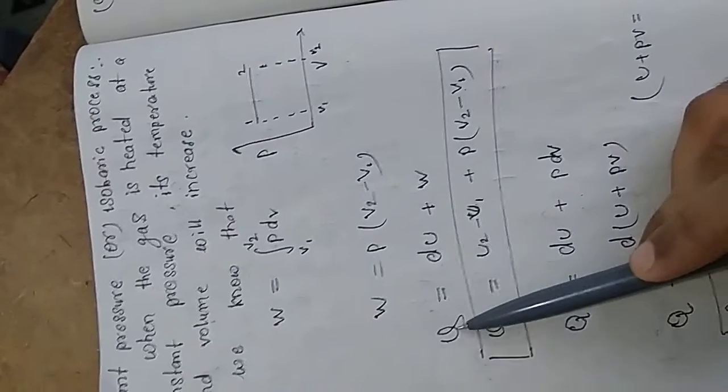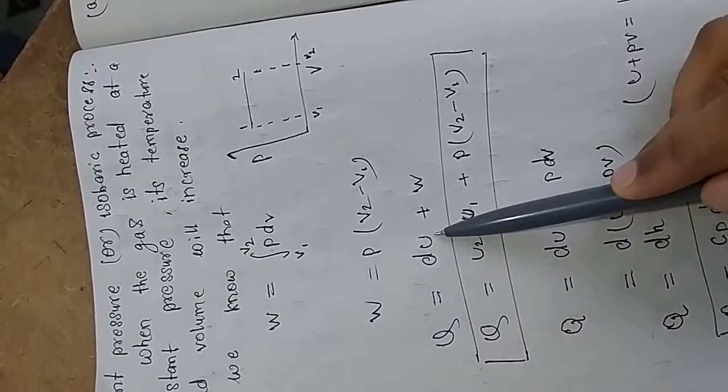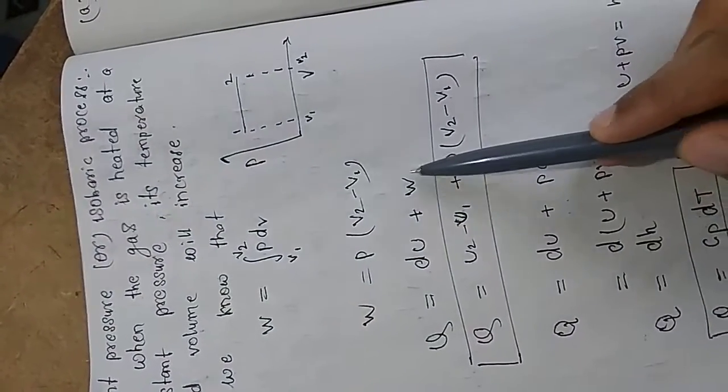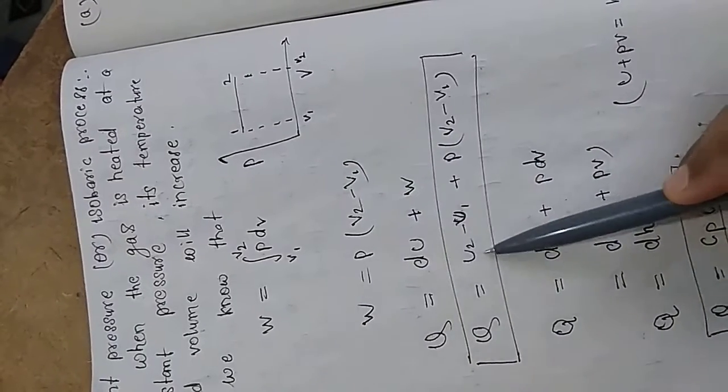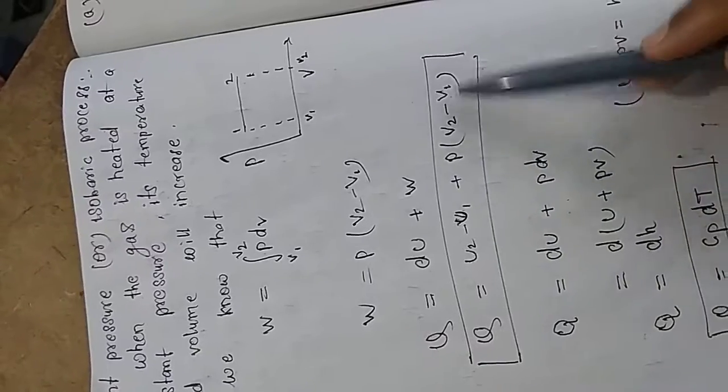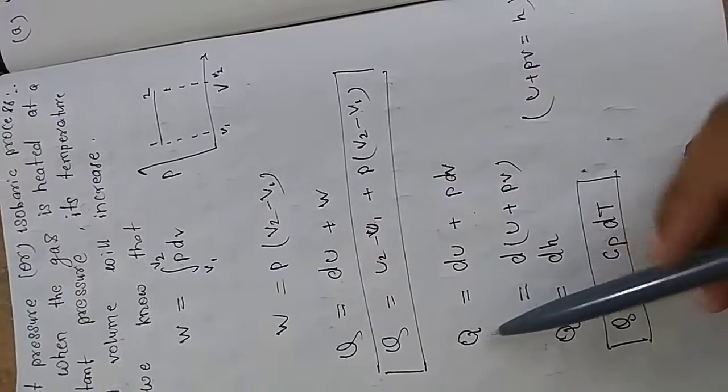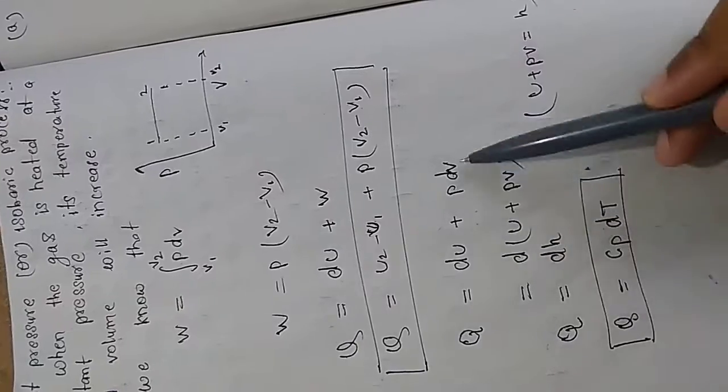Okay, we know heat supplied, Q, is equal to change in internal energy plus work done. What is the work done? Here we can find it, so Q is equal to change in internal energy, U2 minus U1, plus P times V2 minus V1. Okay, let's see. Q is equal to dU plus PdV.